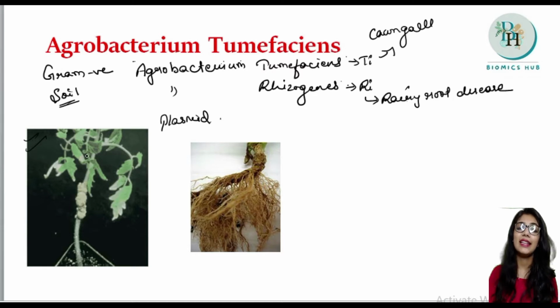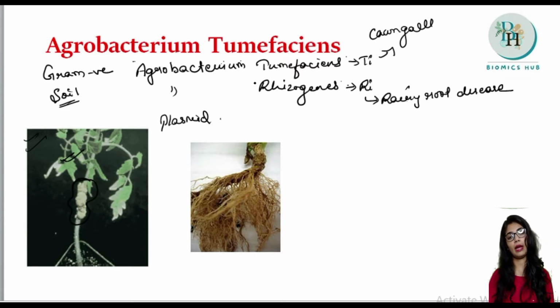This is an example of an Agrobacterium tumefaciens mediated disease, which is known as crown gall disease. And this is a hairy root disease which is caused by Agrobacterium rhizogenes due to the presence of the Ri plasmid.